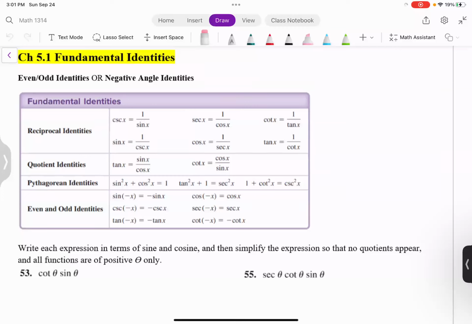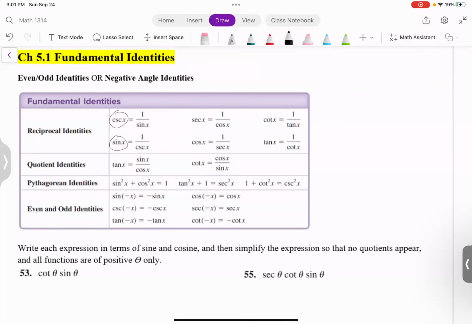Today's video we are learning 5.1 fundamental identities. Here we have a table that lists all the trig identities. First one is reciprocal identities. Cosecant, sine, they are reciprocals.